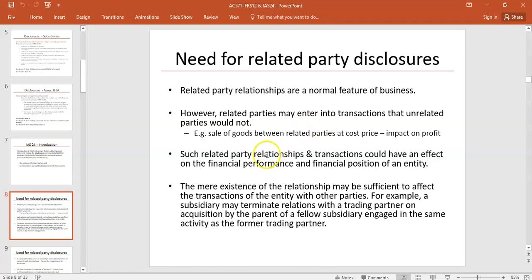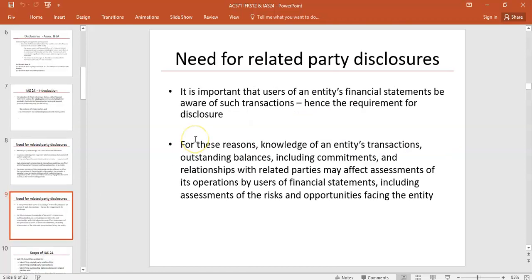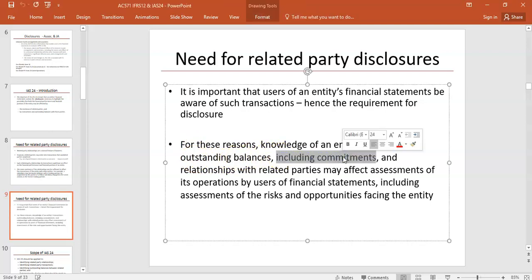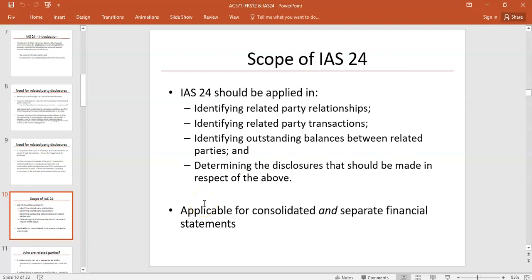Right? So what we're trying to look at is that the users need to be aware of the transactions. They need to know who the transaction is with, how much it was for, and what influence that will have. And that will include outstanding balances at the end of the year and also commitments. So for example, loan guarantees. One company could give a guarantee for another related company, but that could dramatically change the financial outlook for the business. So even though there's nothing on the balance sheet, a loan guarantee could be a significant liability that's not recorded.